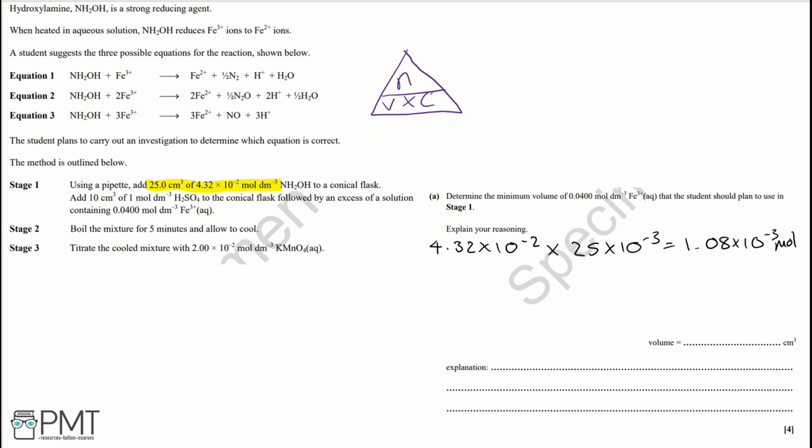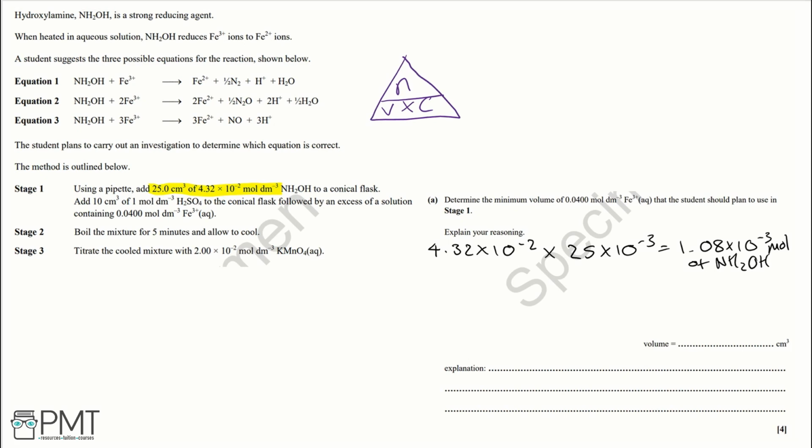The reason we've multiplied our volume by 10⁻³ is because we're converting centimetres cubed into decimetres cubed. This is the number of moles of NH2OH. Now we want to work out the number of moles of Fe3+. We're going to use equation 3 for this question and assume that that's correct, because equation 3 has the most Fe3+ ions used, and therefore by using equation 3 we're going to ensure that we have the right and sufficient amount or volume of Fe3+.